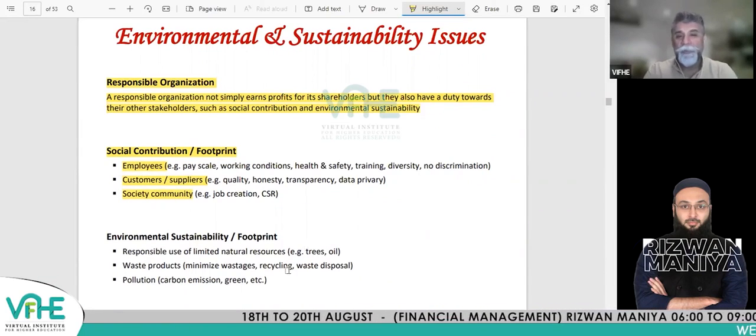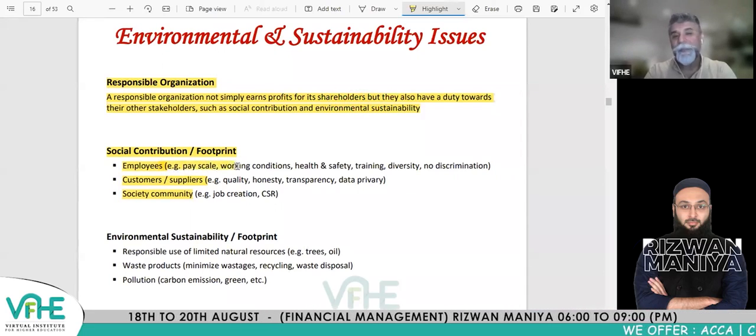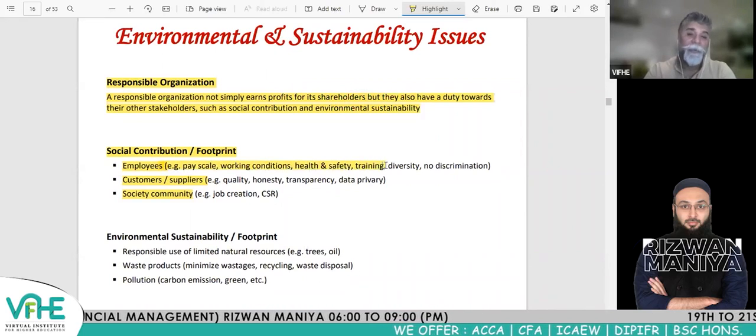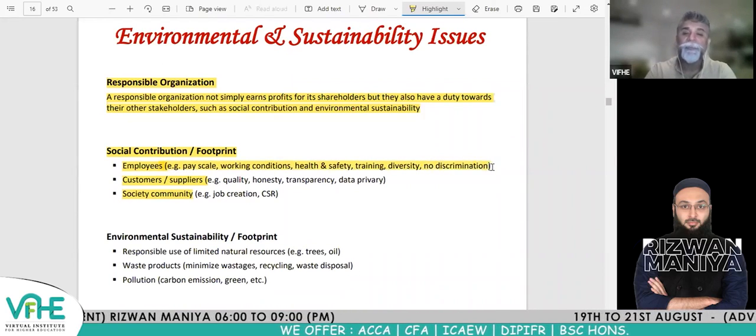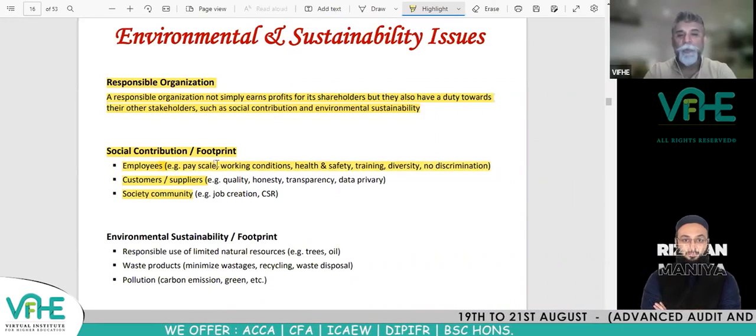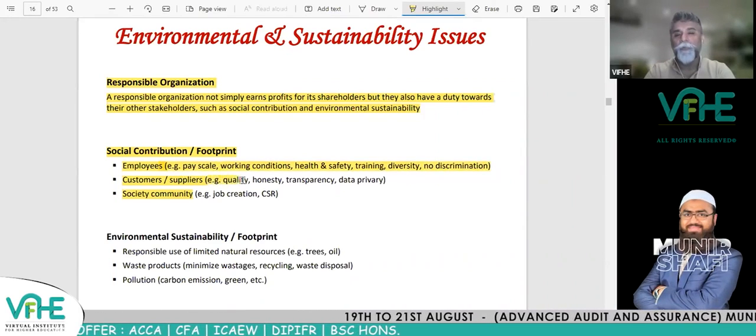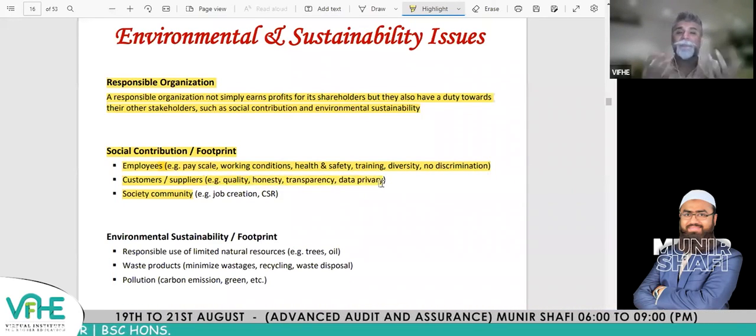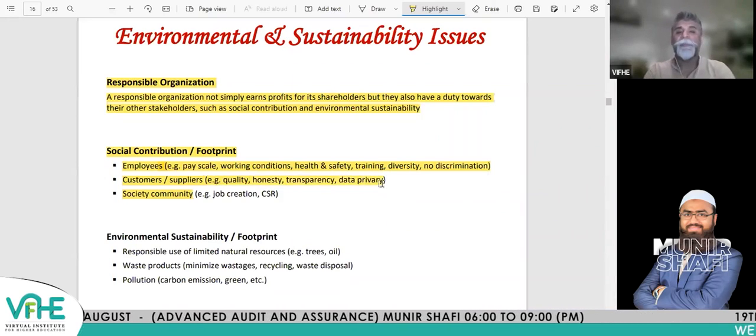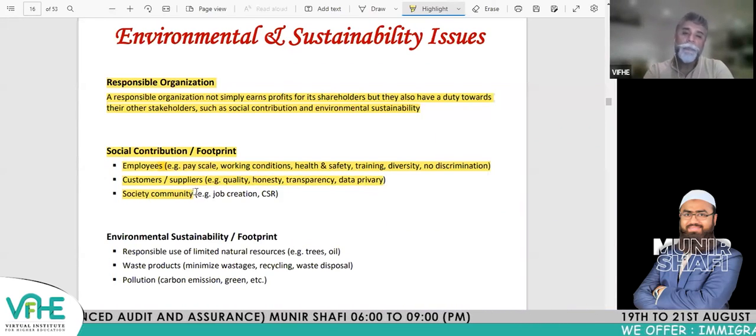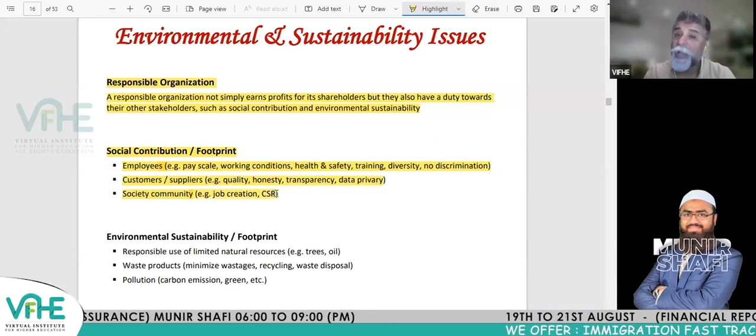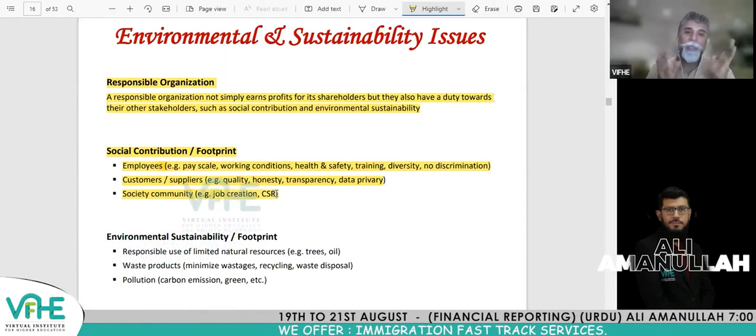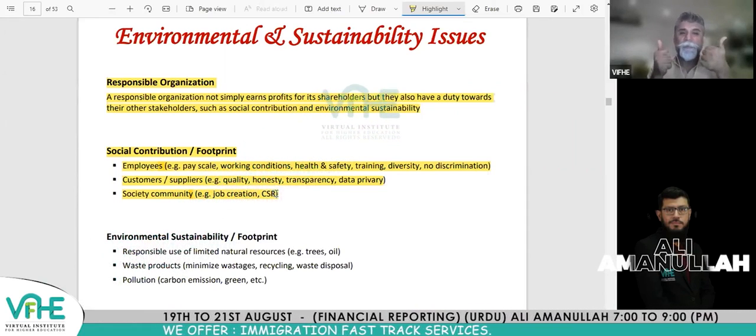When we talk about employees, it's their pay scales, working conditions, health and safety, training, diversity, discrimination, all these things. When we talk about customers and suppliers, quality, honesty, transparency, data privacy, these are all aspects relating to customers and suppliers. And for society, job creation, CSR, financing university students. These are all the social aspects: employees, customers, suppliers, and society.